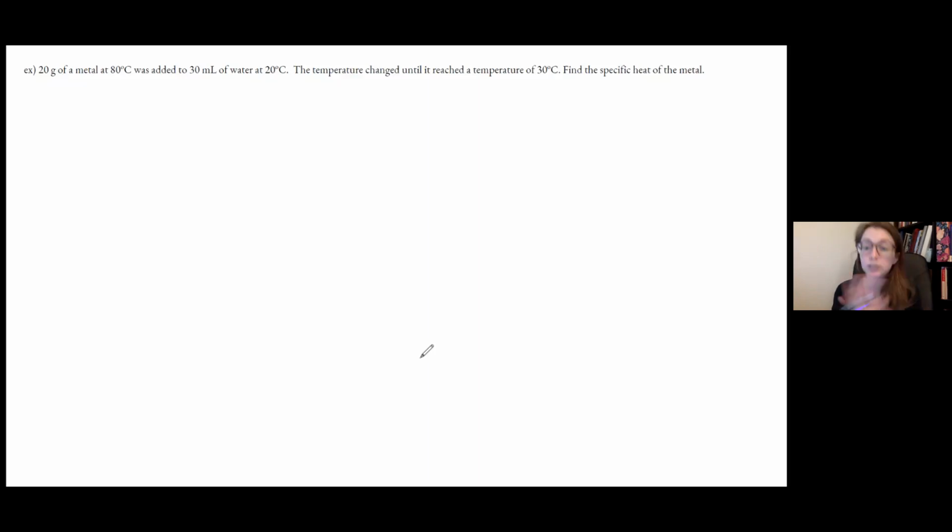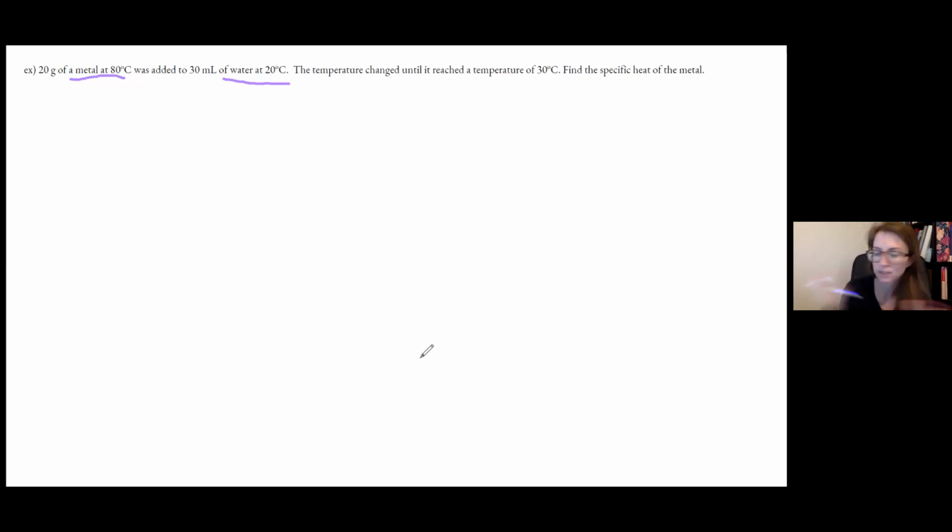So we have this example problem here. Let's read it first, and then we'll go through like we did before and underline and figure out what everything means. 20 grams of a metal at 80 degrees Celsius was added to 30 milliliters of water at 20 degrees Celsius. The temperature changed. Find the specific heat of the metal. So frankly, just from that first sentence, we have a metal at 80 degrees, and we have water at 20 degrees. Two different objects at two different temperatures. We know some heat is going to transfer, and the heat lost is going to equal the heat gained. So that's how we know this is a heat lost, heat gained problem. Make sure that makes sense, or rewind and rewatch that part.